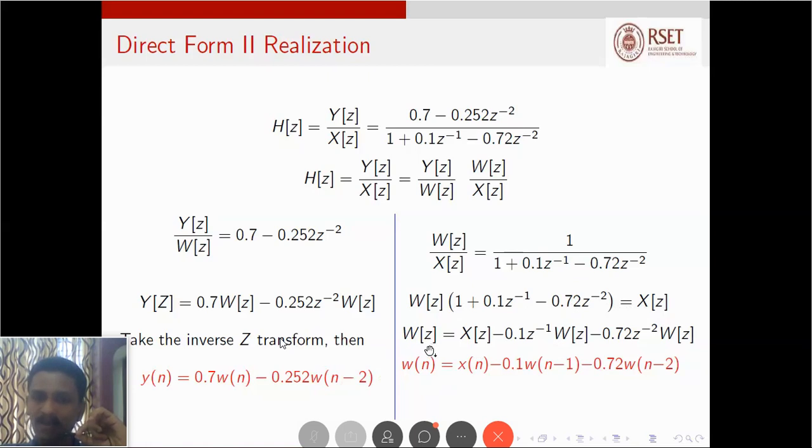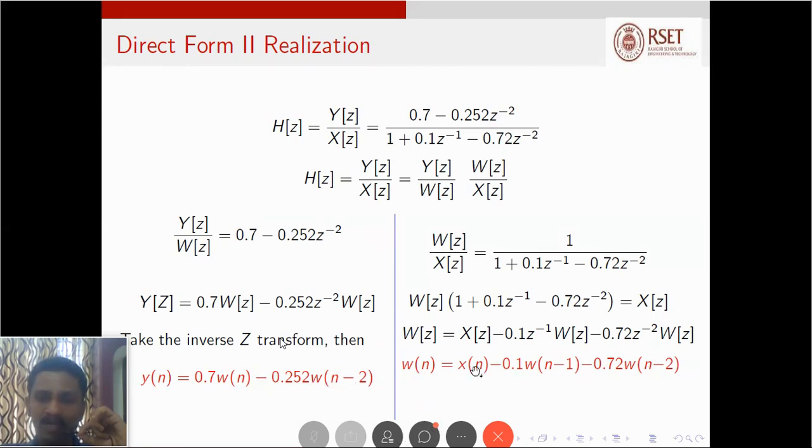If you write w of z, you will get x of z minus 0.1 z inverse w of z minus 0.72 z raised to minus 2 w of z. So if you take the inverse z transform, you will get w of n is equal to x of n minus 0.1 w of n minus 1 minus 0.72 w of n minus 2. Here you can see that these are two different equations. The first one is y of n is equal to 0.7 w of n minus 0.252 w of n minus 2.